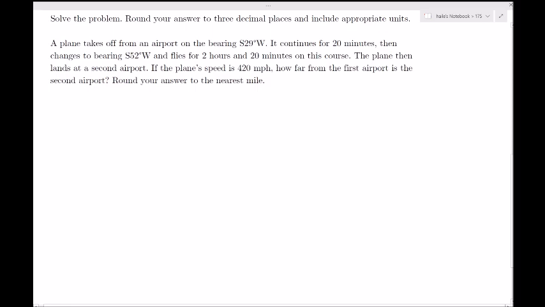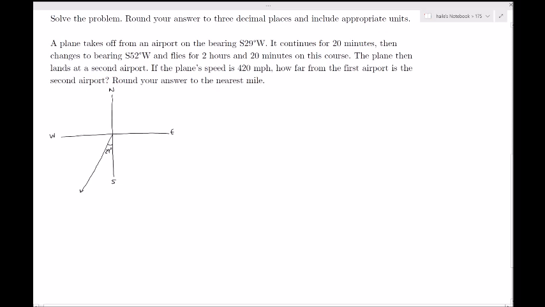So I would start by drawing a picture. We can start with a set of axes, and we'll have north, south, east, and west. And our first bearing is south 29 degrees west. So that means we go in the southern direction, but at a 29-degree angle to the west. So it might look something like this. Okay, and this angle would be 29 degrees.